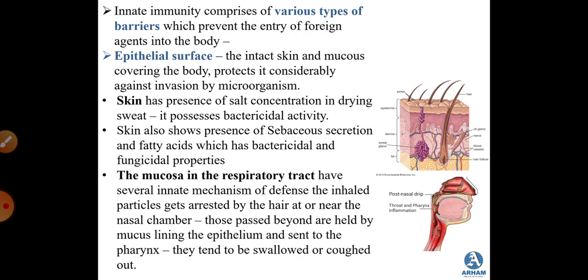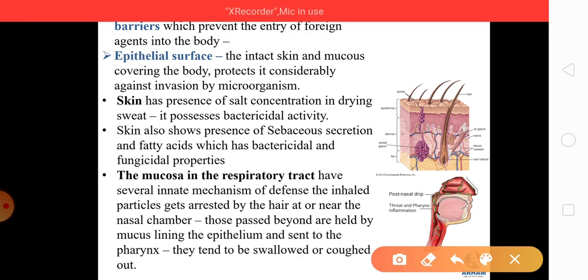Other than this, the skin also shows the presence of sebaceous secretion. There are certain oil ducts or glands present in the hair follicle. You can very well see in the picture over here. These are the hair follicles and these are the sweat glands. So these oil ducts or follicles secrete certain kinds of fatty acids and sebaceous secretions.